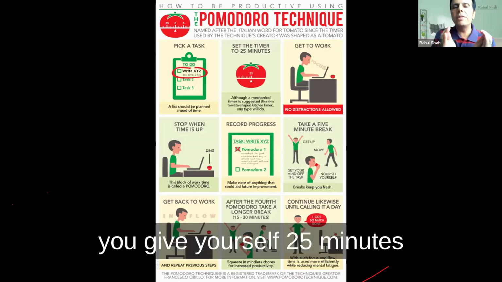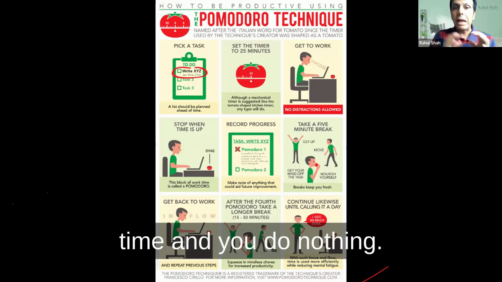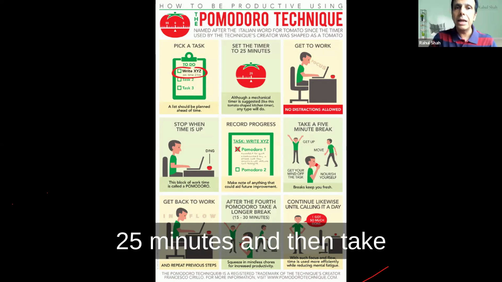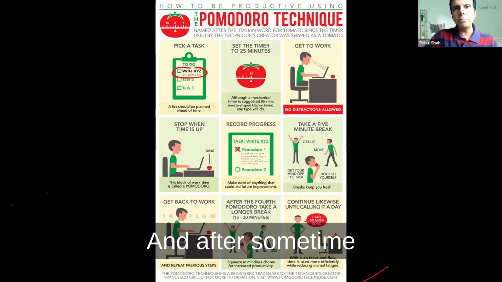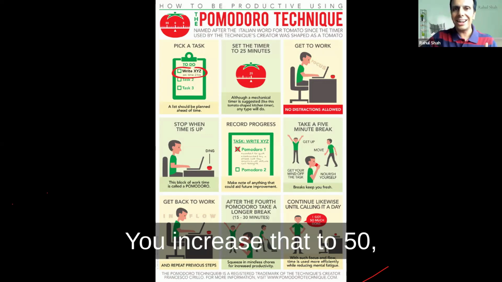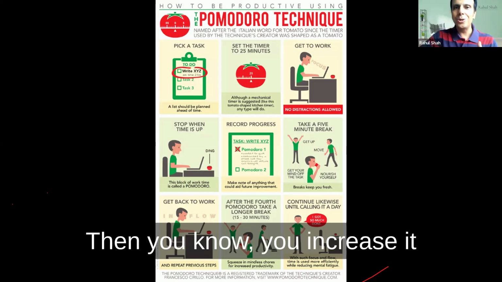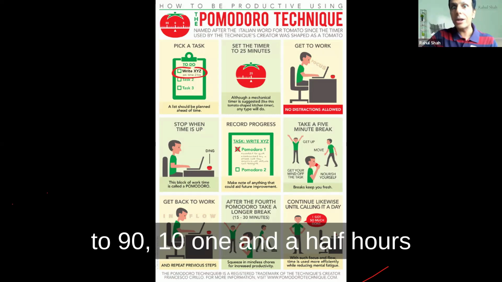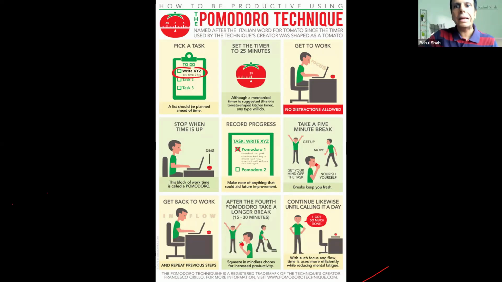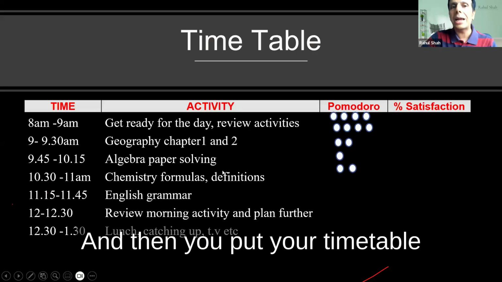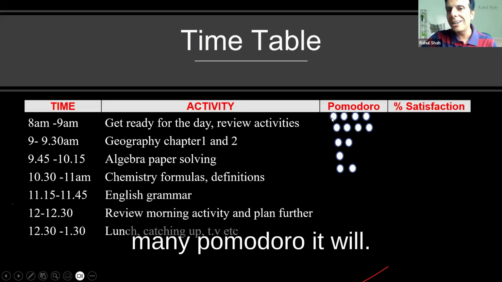Because क्या है इसमें, you give yourself 25 minutes time and you do nothing else. You keep your phones away, you keep everything away. You don't get up till 25 minutes and then take a 5 minute break. And after some time, you increase that to 50-10, 50 minutes together, 10 minutes break. Then you increase it to 90-10, 1.5 hours and then a 10-minute break. That is the cycle you create so that you can build your focus, and then you put in your timetable how many Pomodoro it will take.